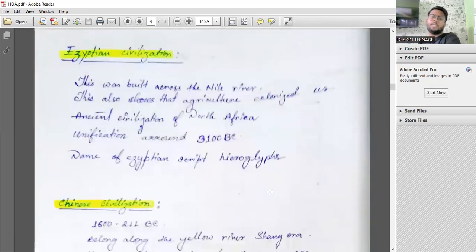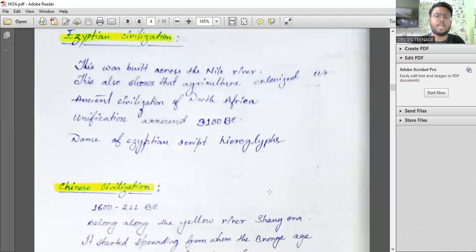Now we move over to the Egyptian civilization. We are trying to discuss everything. This was built across the Nile River. This also shows that agriculture colonized us. Same thing, an ancient civilization of North Africa, with unification around 3100 BCE. The name of the Egyptian script is hieroglyphs, H-I-E-R-O-G-L-Y-P-H-S. Make sure you remember this, because sometimes a question might come. The name of the Egyptian script is hieroglyphs.